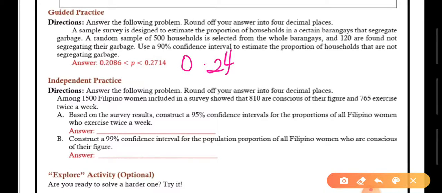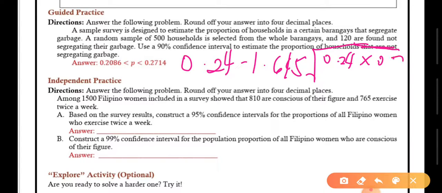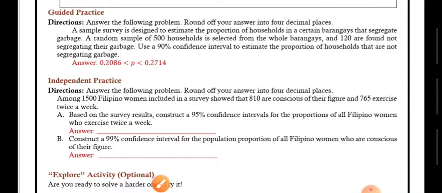So which is 0.24 minus 1.645 times the square root of 0.24 times 0.76 divided by 500. Our answer will become 0.086.